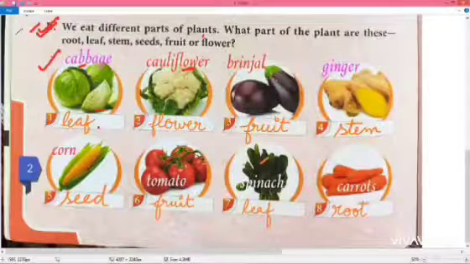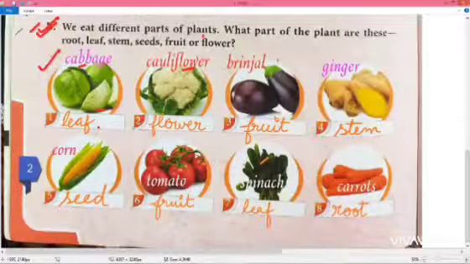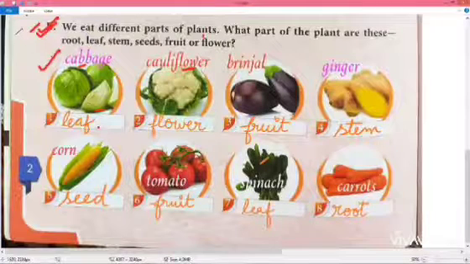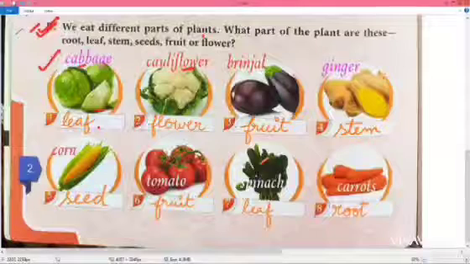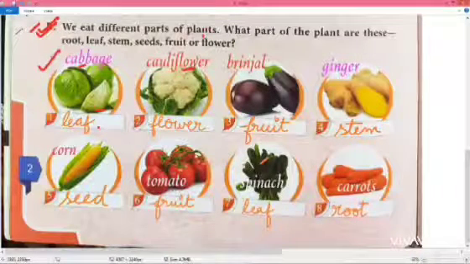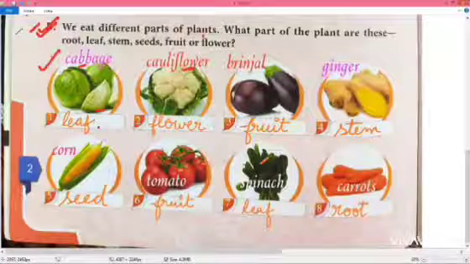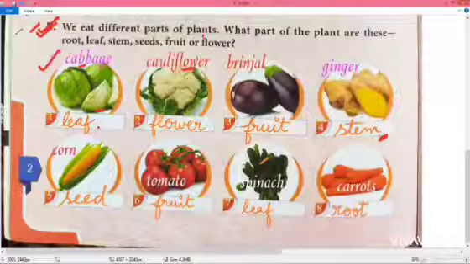Then brinjal. Brinjal is a fruit. We eat it as a vegetable, but this part is the fruit part. Next is the image of a ginger. Now don't get confused here. Ginger is actually an underground stem. It is a stem which grows under the ground. So we eat the stem portion of a ginger.